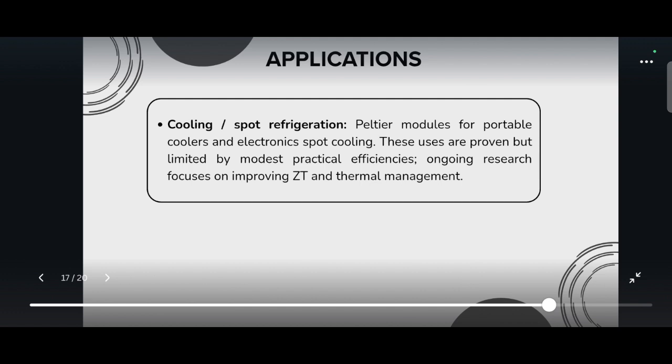And these uses are proven but limited by modest practical efficiencies. The only downside is that they're not very efficient, but researchers are working to improve materials so they become more practical in bigger systems, as the ongoing research focuses on improving ZT and thermal management.